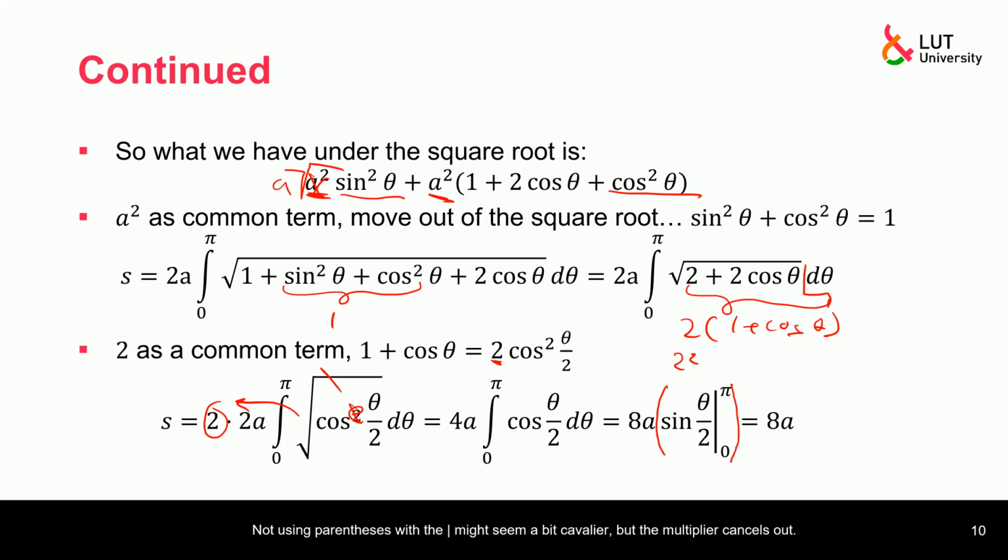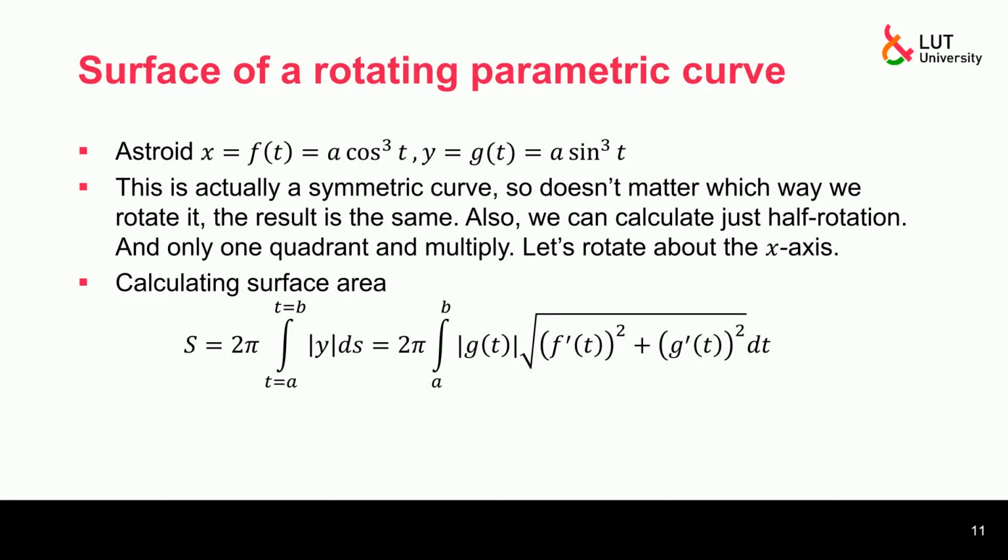So sine 0 is 0, and sine pi over 2 is 1. So what we get is just 8a times 1, which is 8a. Okay, and that was that example.